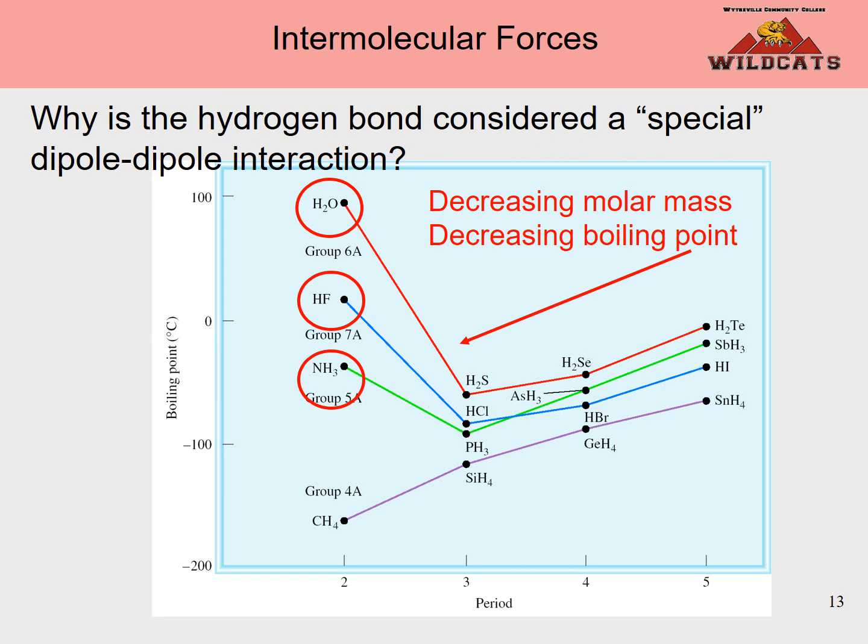And if you take a look at our molecules and our graph, for molecules of similar size, we would think decreasing molar mass would mean a decreasing boiling point, but because of this hydrogen bonding, they actually get a big jump or increase in their boiling points or intermolecular attraction.